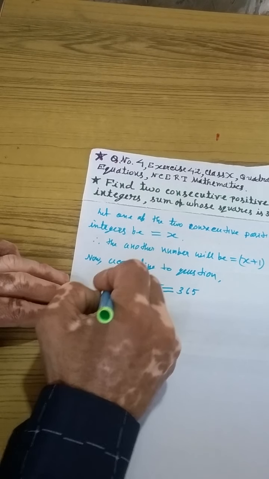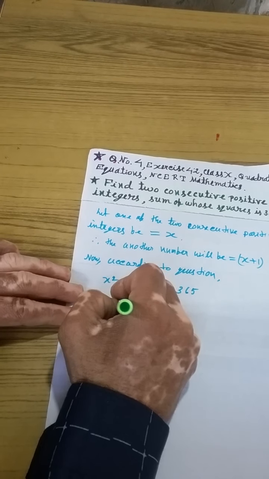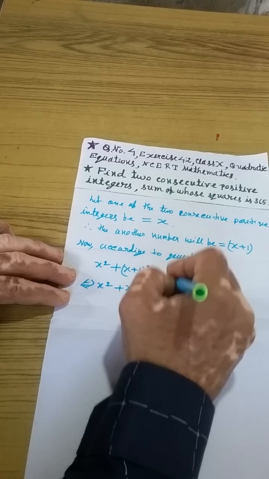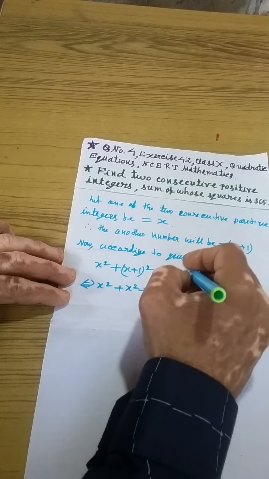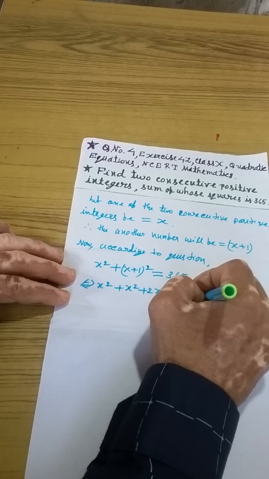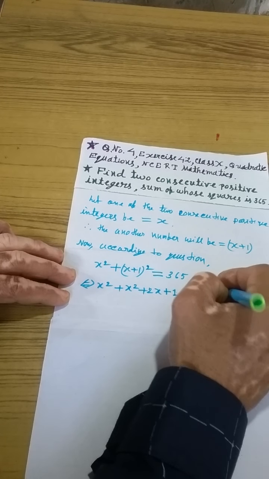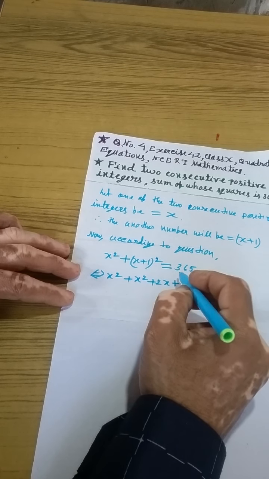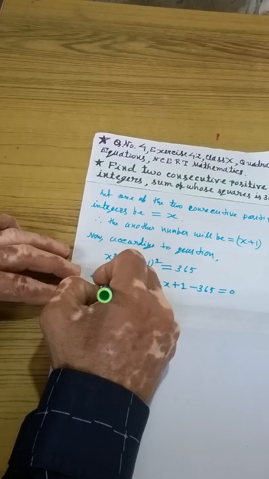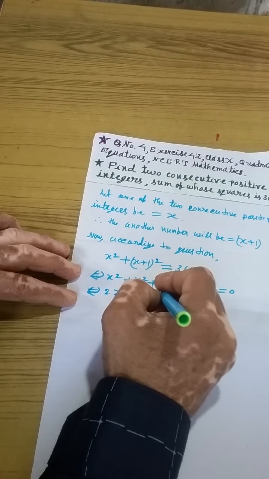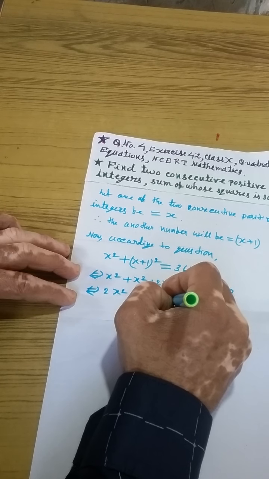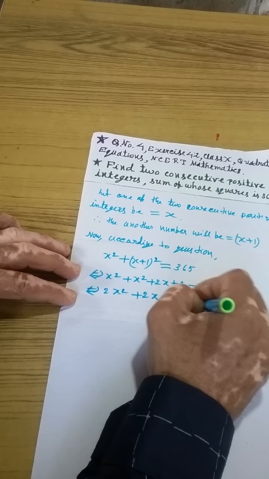That again implies x square plus 2 times x plus 1 whole square minus 365 is equal to 0. I have just transposed this term 365 to the left hand side. That again implies 2x square plus 2x minus 364 is equal to 0.